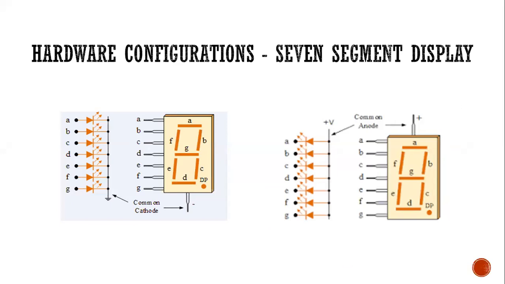Before going into the program, we will look at the hardware configuration of the 7-segment display. There are two types of 7-segment displays: one is common cathode, another one is common anode. In our experiment, I will be using the common cathode type of 7-segment display.